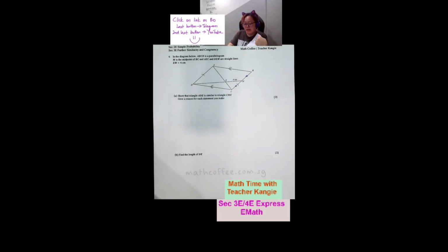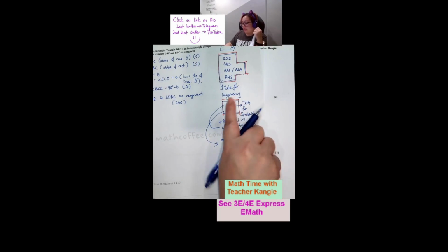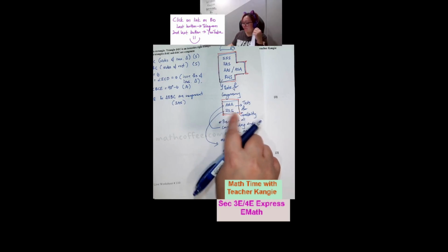So remember I said the test of similarity only has 2 tests. You either prove all 3 angles are the same. That's 90% of the time you are using this test. Okay. 10% of the time you are using the other, which is you have to prove that the corresponding lengths are of the same ratio. Okay.